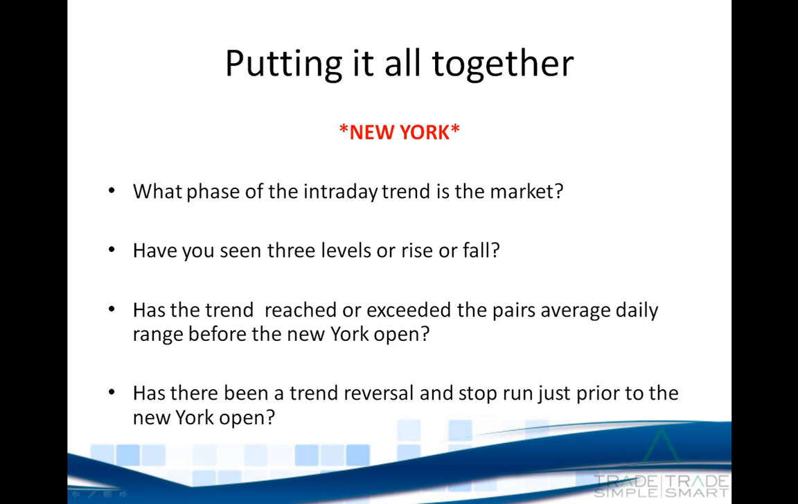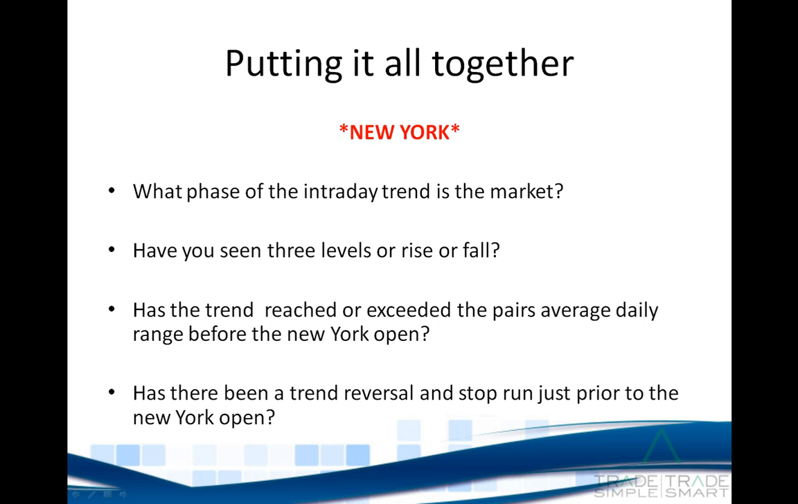And we know from this section that if we've seen 3 levels of rise or fall take place before the New York Open, then the probability of a New York reversal is greatly increased. Okay, and on the flip side, if we've only made, say, 2 phases or 2 levels of rise or fall prior to the Open, then the likelihood of a trend continuation is the most likely outcome.